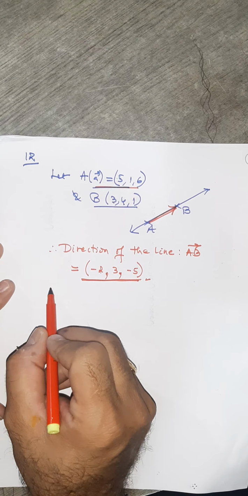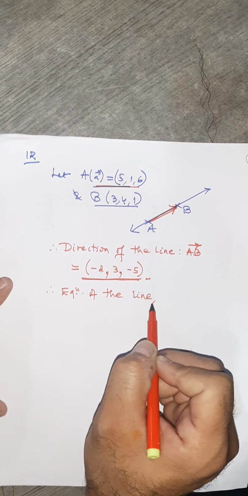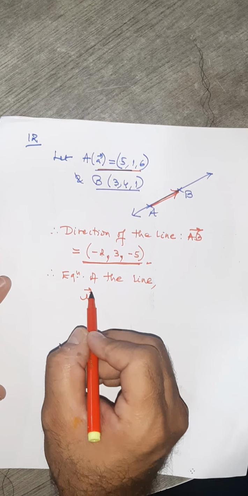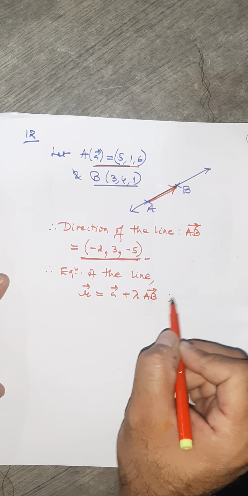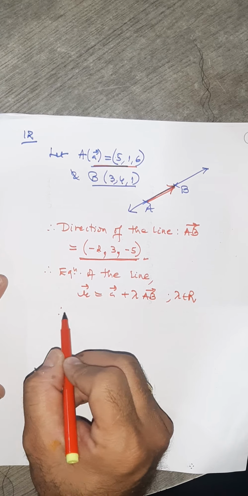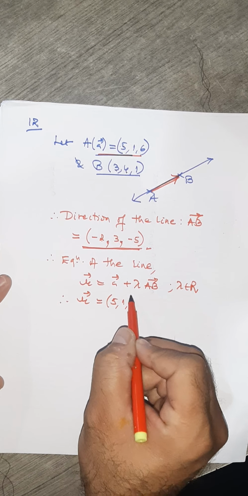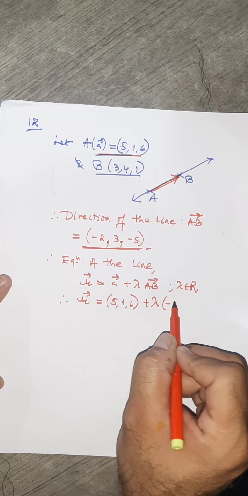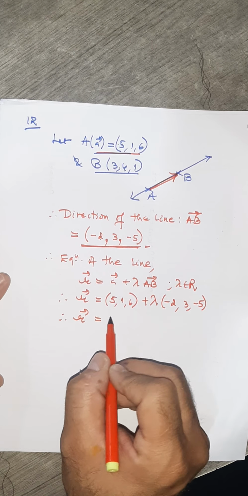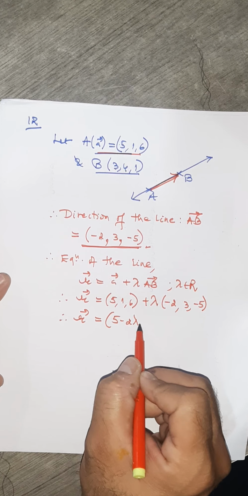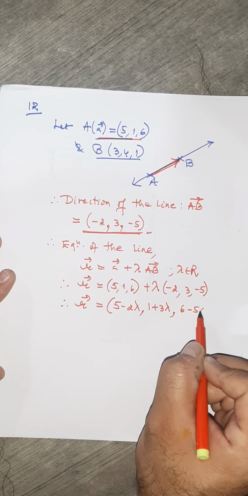Fixed point you have. So therefore I'll write the equation of the line. What's the equation of the line through these 2 points? Vector r equals fixed vector plus scalar into direction of the line, where lambda is a scalar. So vector r equals fixed vector, that is (5, 1, 6), plus lambda into direction (minus 2, 3, minus 5). Like the previous question, I'll write in form of components. So you have 5 minus 2 lambda, 1 plus 3 lambda, and 6 minus 5 lambda.